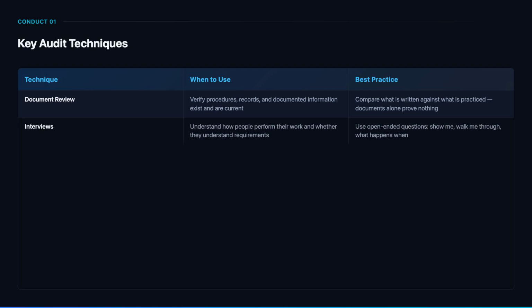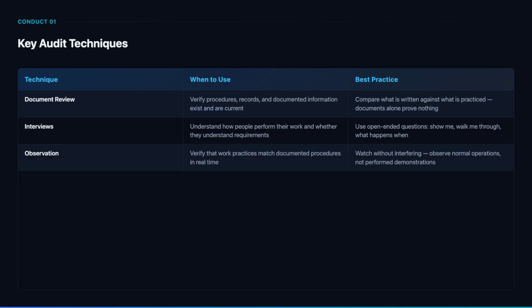Interviews help you understand how people actually perform their work. Use open-ended questions like "Show me how you do this," "Walk me through the process," and "What happens when something goes wrong?" Avoid leading questions and yes or no formats. Interview people at multiple levels to verify consistency.